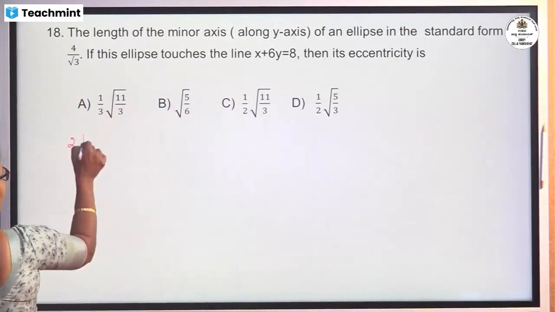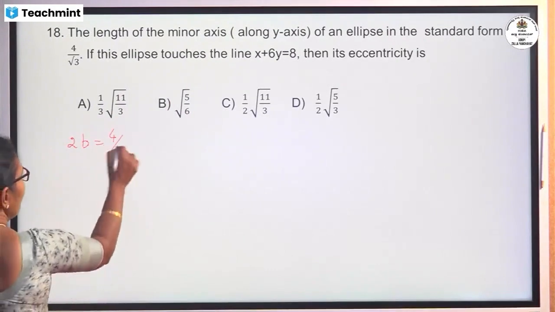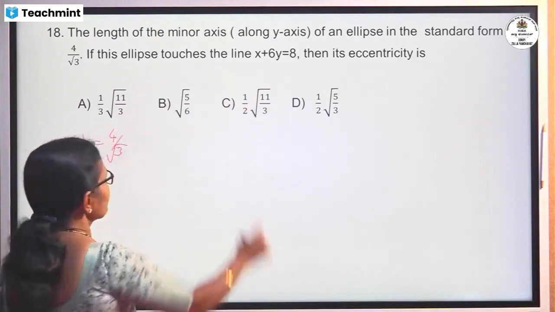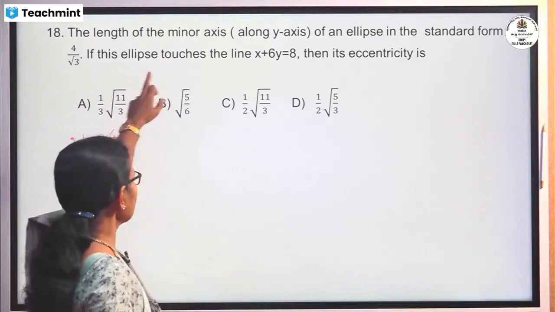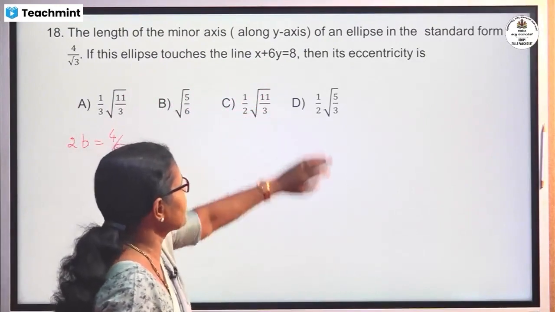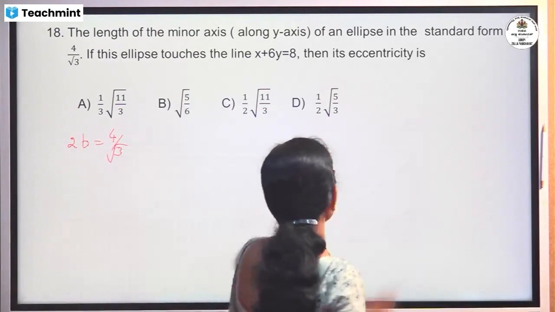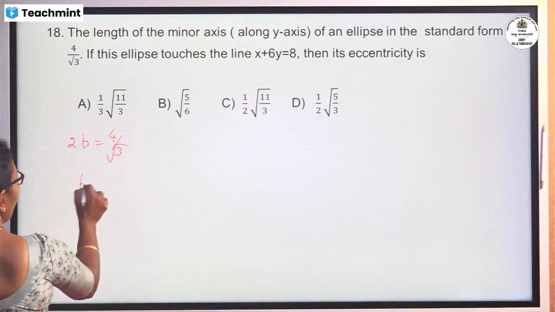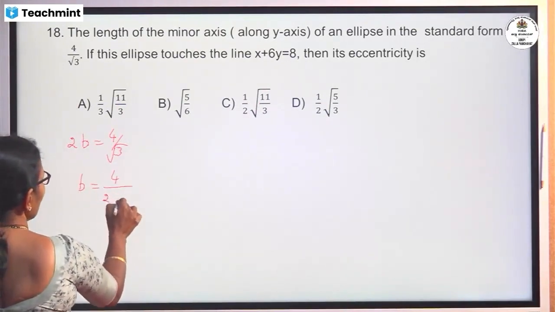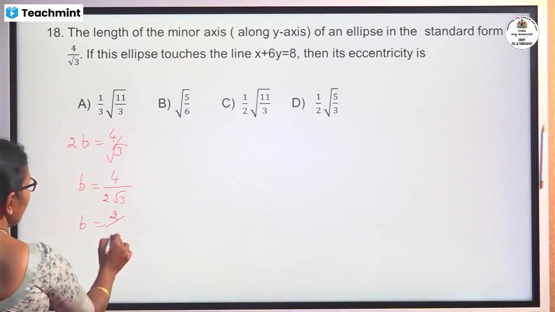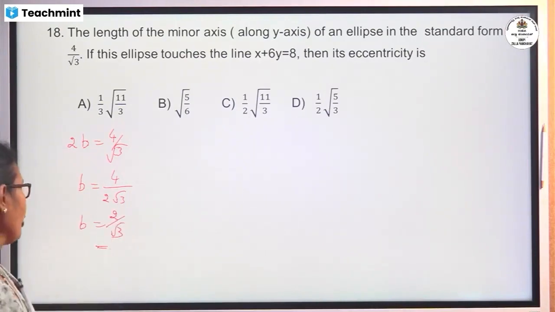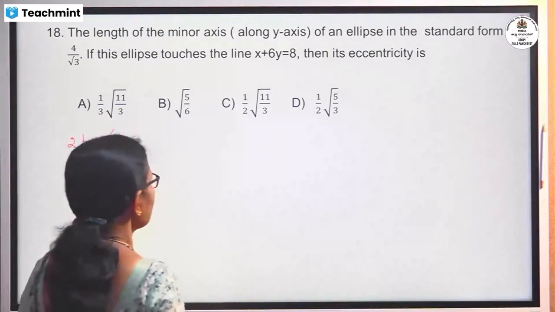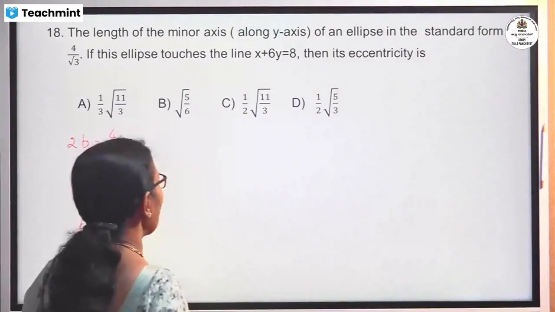Minor axis means 2b is equal to 4 by root 3. If this ellipse touches the line x plus 6y is equal to 8, then its eccentricity is... Now 2b is equal to 4 by root 3, then b is equal to 4 by 2 root 3, so b is equal to 2 by root 3. We require the eccentricity. To find the eccentricity, we require the value of a also.